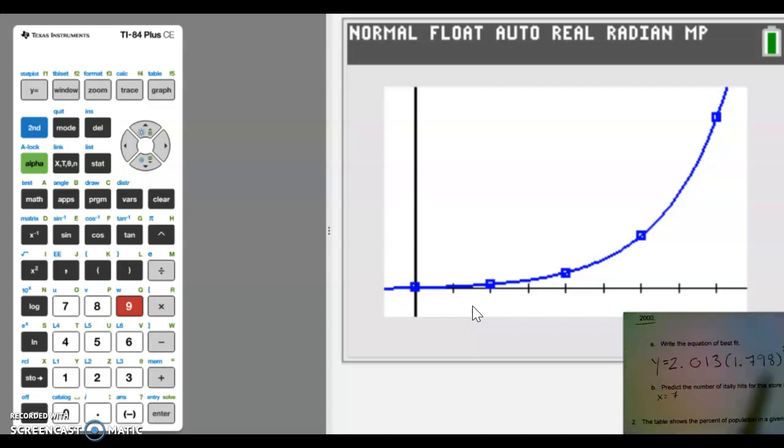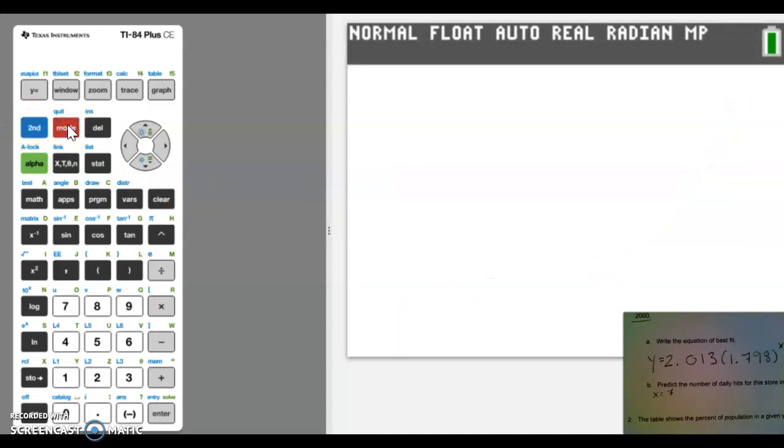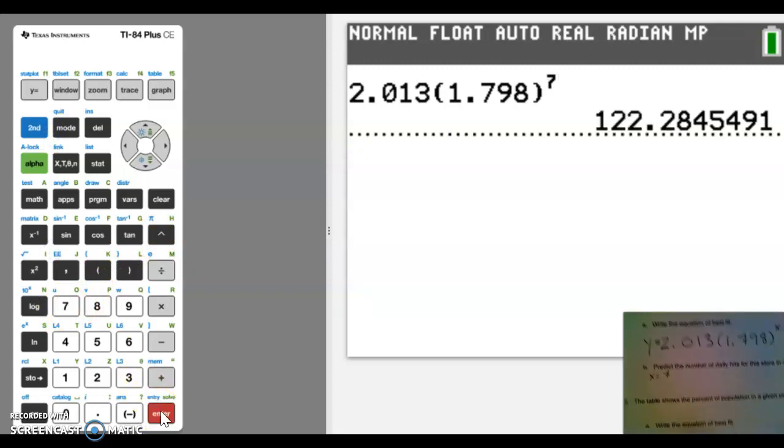Okay, so I'm just going to take this exact equation and literally plug in a 7 for x. So I'm going to press second quit on my calculator, and I'm just going to type in 2.013, parentheses, 1.798, parentheses. I'm going to press the caret key right here, and then I'm going to raise it to a 7 and press enter. And that is my answer.